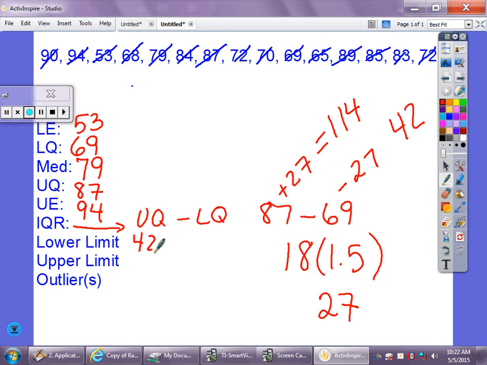So 42 and 114. What this means is my numbers have to be between 42 and 114. And in this case, my lowest number was 53, and my highest number was 94. So they all fit between this range. So in this case, I have no outliers. Now, if I had some numbers that did not work, that would give me an outlier. That would adjust how I make my box and whisker. So let's look at another set of data.